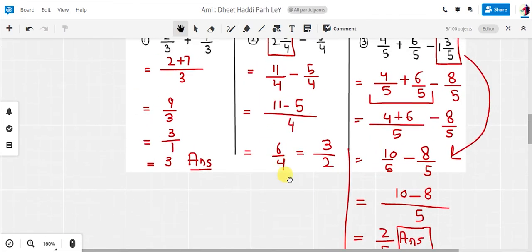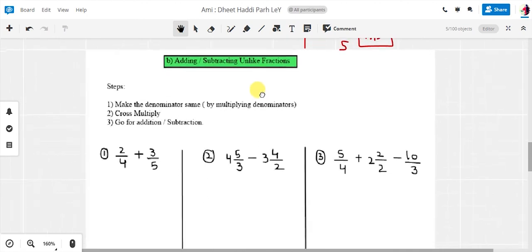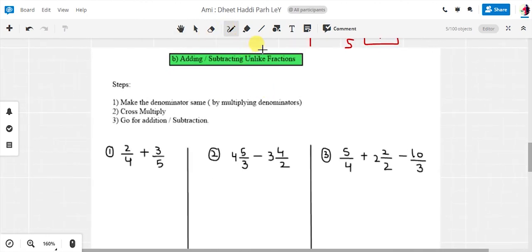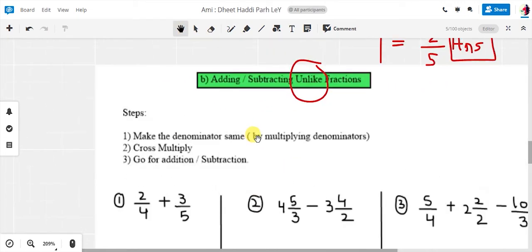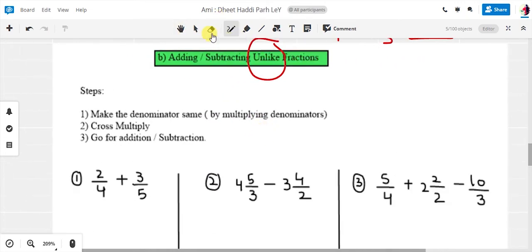Right, I hope you have got the concept. Okay, moving on to the next. Now we are going to add or subtract unlike fractions. The steps for adding or subtracting unlike fractions are different. These are the steps. We'll follow them, and make sure that you know these steps by heart verbally. While practicing, it's okay to look at these steps for the first one or two questions, but when you keep on solving the exercise, you should solve it without looking at these steps, right?